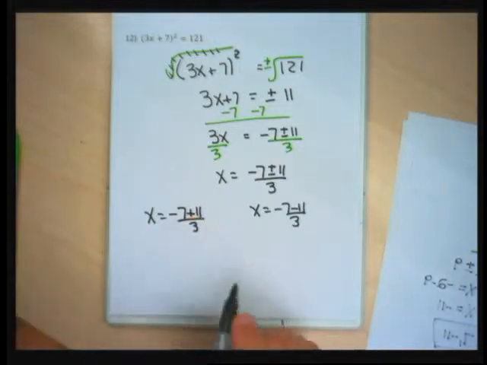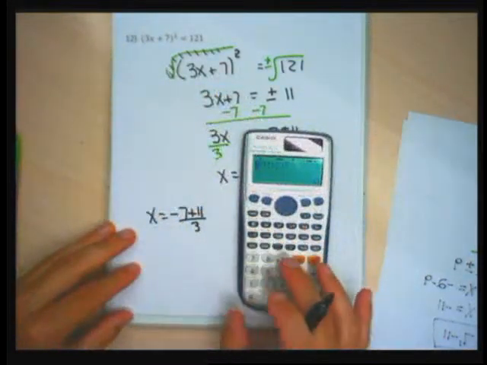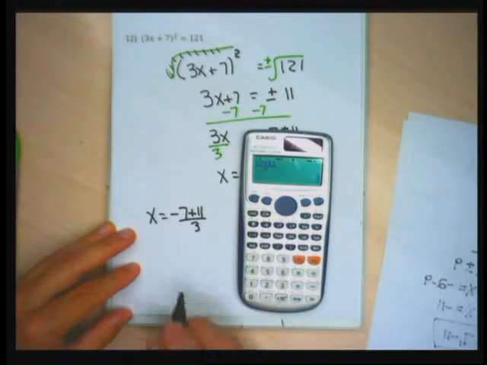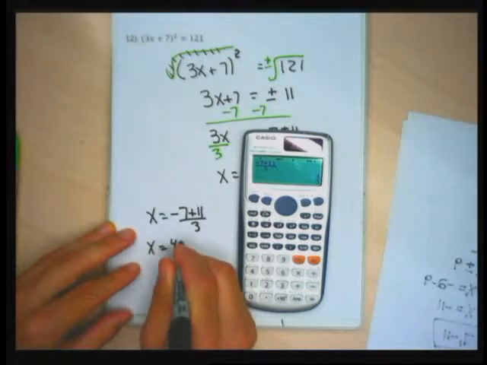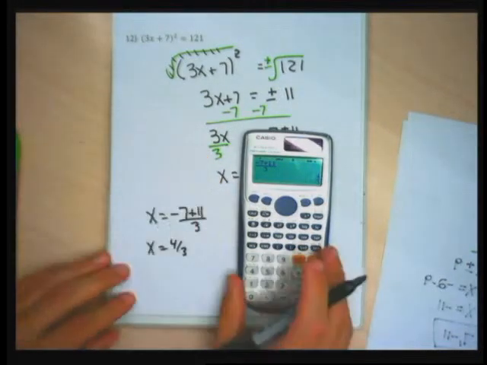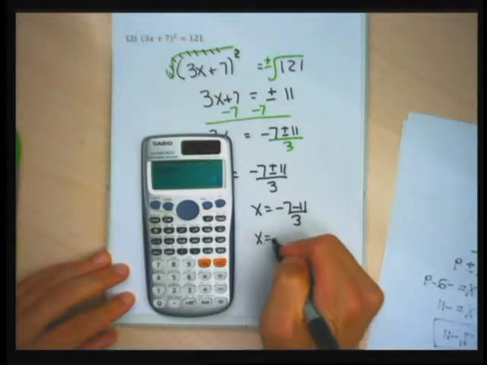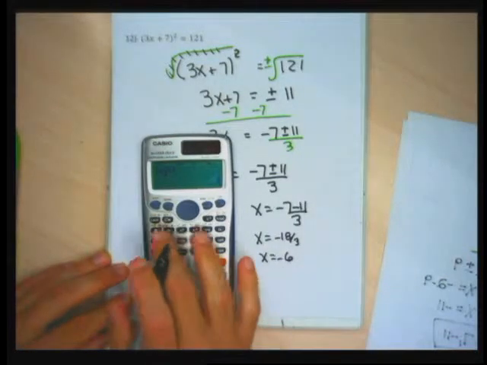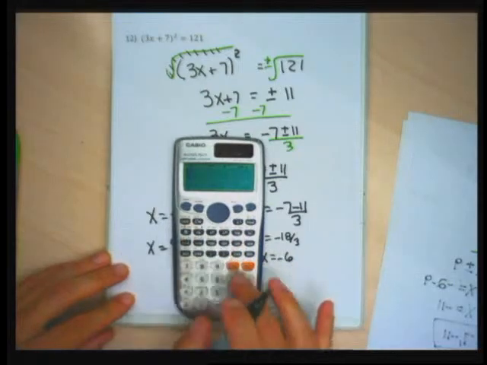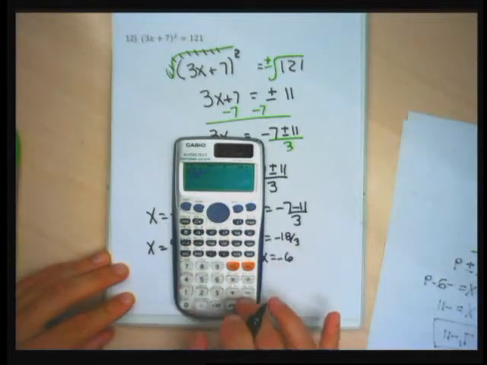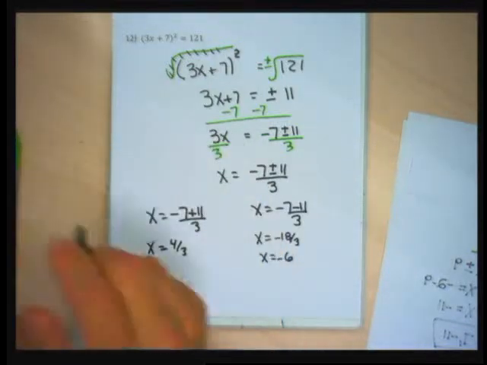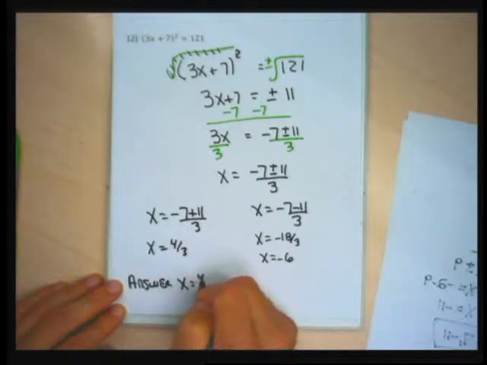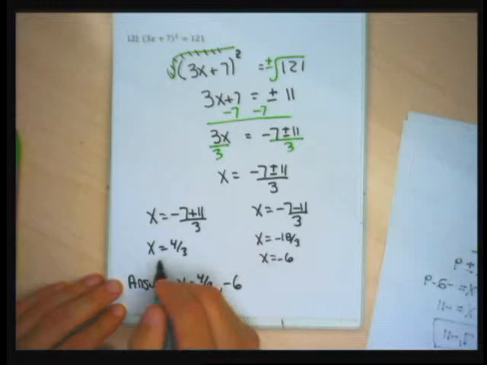This one, you can do it on your calculator. If you can't get 4 over 3 without your calculator, you can go negative 7 plus 11 over 3, and my calculator tells me that that reduces to 4/3. I could do that in my head because negative 7 plus 11 is 4. For the other one, negative 7 minus 11 is negative 18. Negative 18 over 3 is negative 6. So again, if you couldn't do that by hand, you could go negative 7 minus 11 over 3, and it gives you the negative 6. So it looks like I have two answers, a nasty fraction of positive 4/3 and a nice negative number of negative 6.